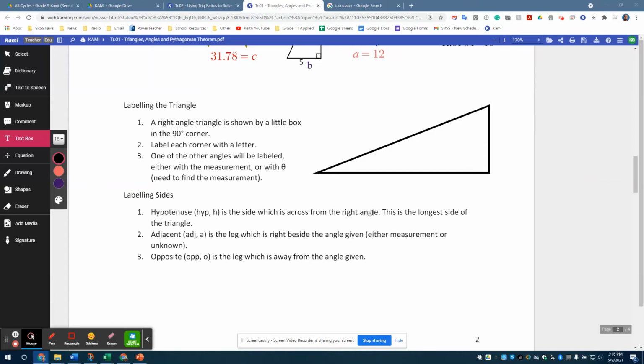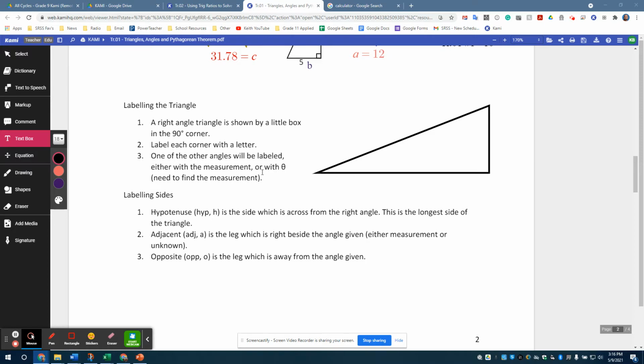So with this new lesson here, I'm actually going to be starting with the previous lesson on page 2 and just kind of covering a couple things on labeling our triangle and what we can kind of see based on what we've gone over in the past as well as what's coming up in the future here.